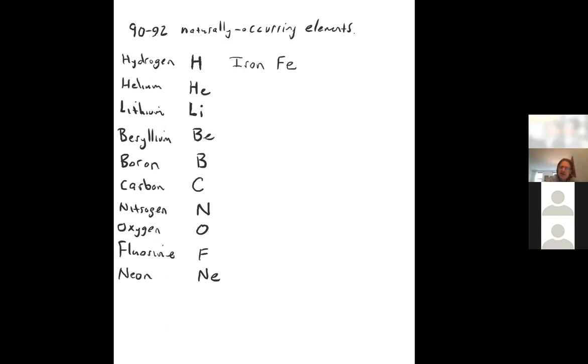But iron is actually Fe because some of the elements have been known for a long, long time. And in the past, we used other languages to describe them. So iron, Fe, is actually ferrum, which is a Latin word.